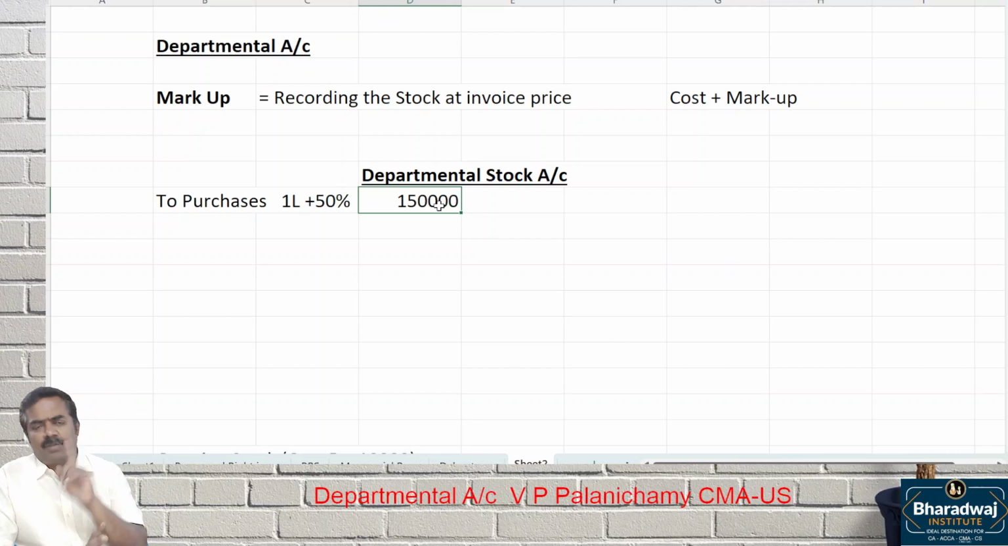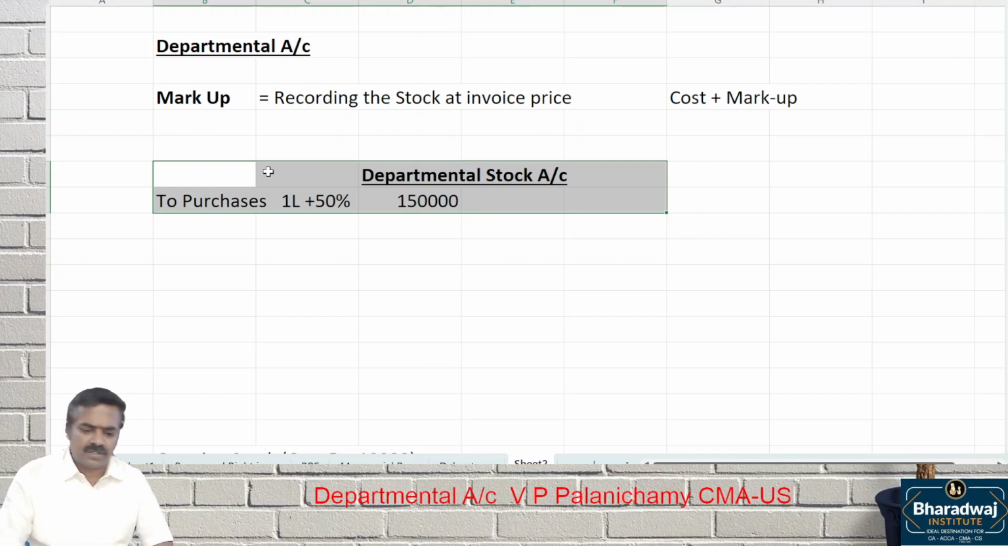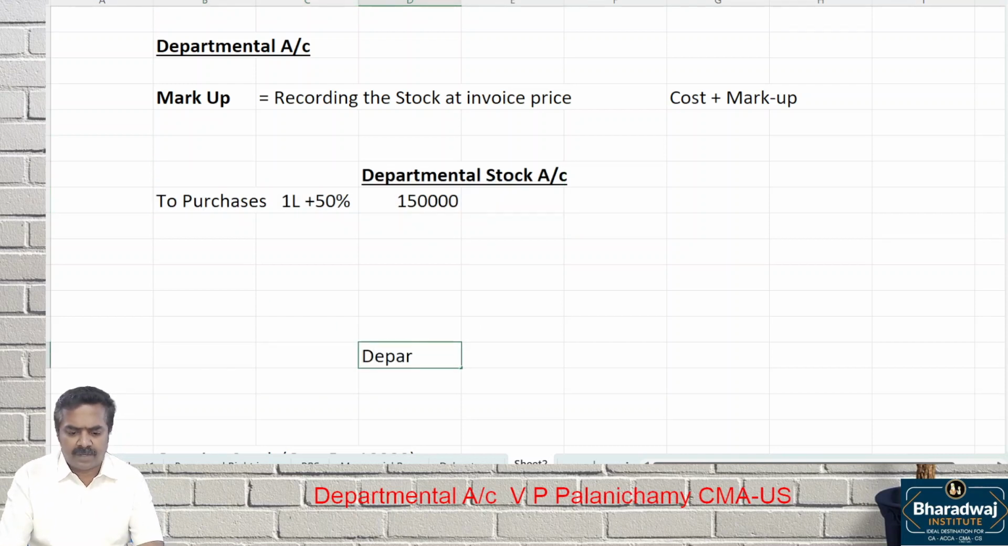Why is this done? Simple. Number one, not to disclose the profit to departmental managers, because they may demand more salary, more commission. Number two, to maintain uniformity in fixing the selling price to the customers. And as I told you, this will not come in your trial balance. This is only for operational convenience. Under this method, 2 accounts will be prepared: the departmental stock account and the departmental markup account.